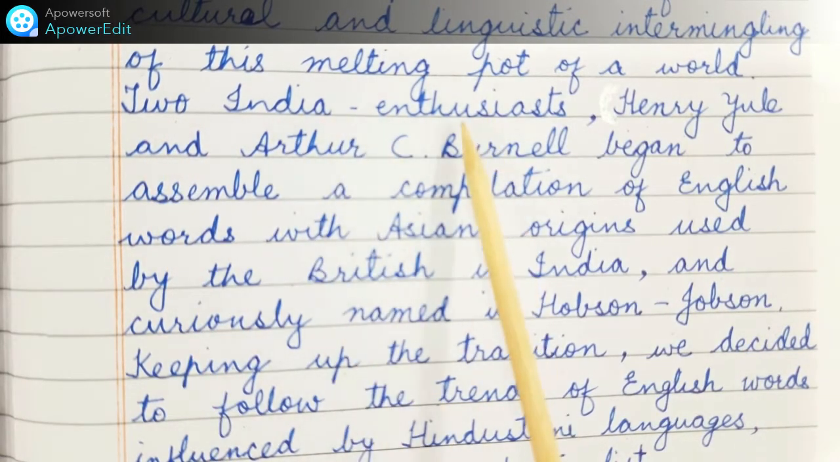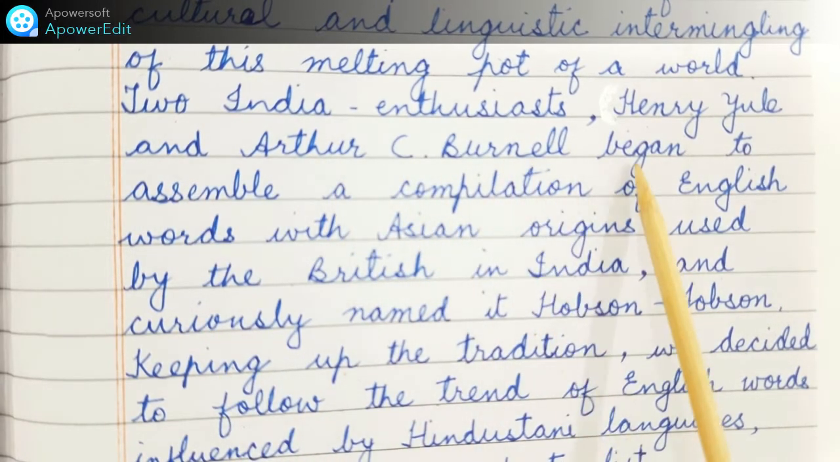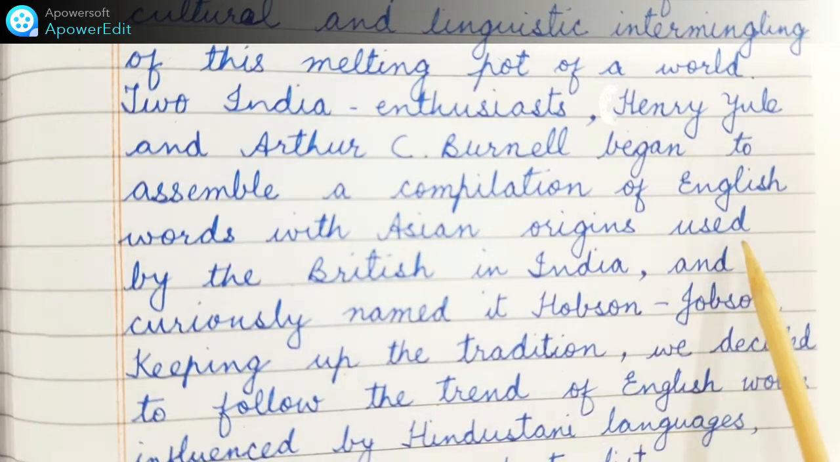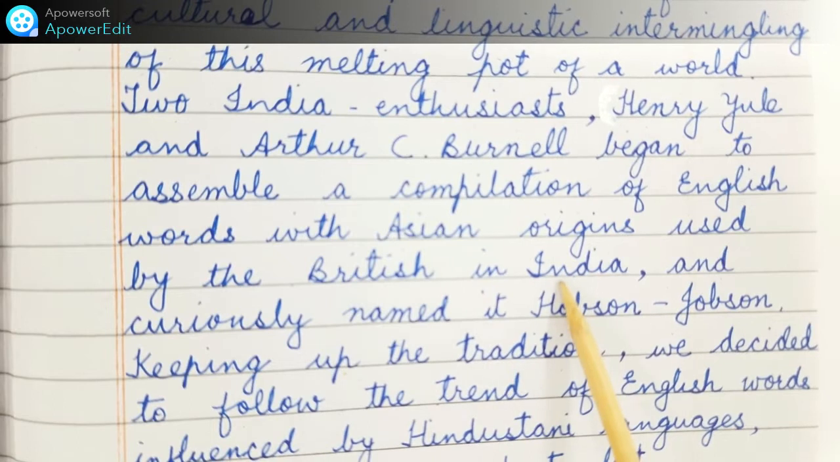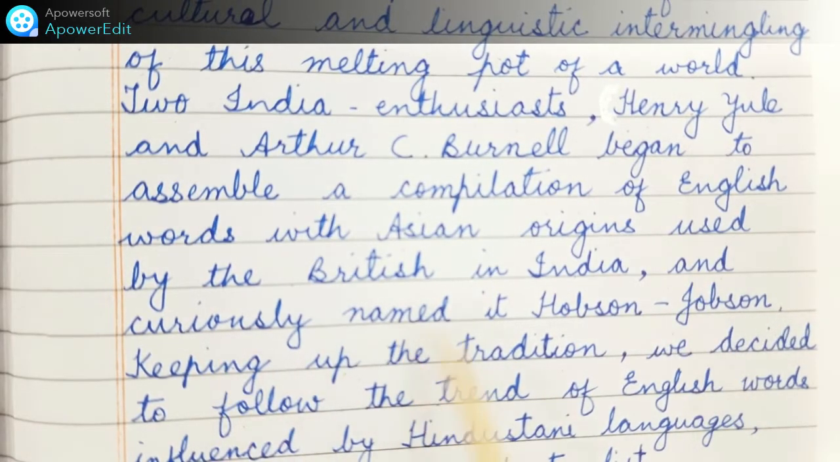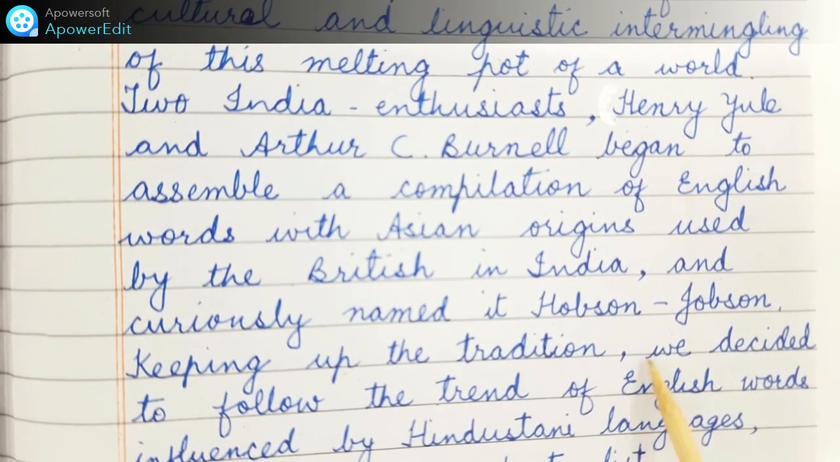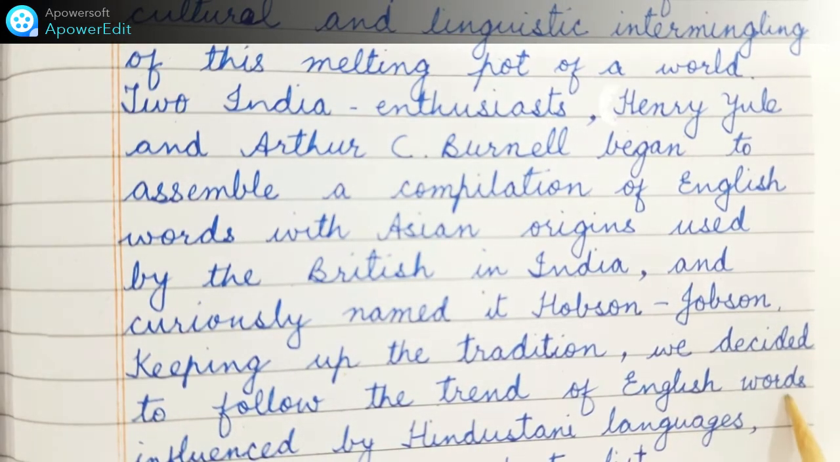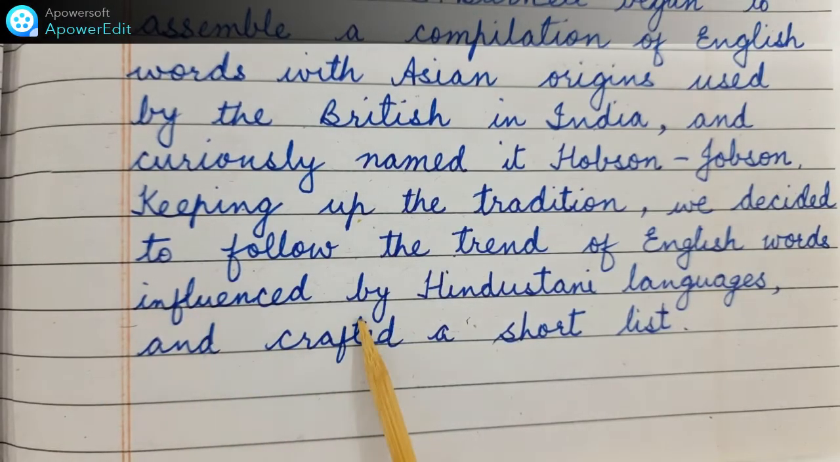Two India enthusiasts, Henry Yule and author C. Burnell, began to assemble a compilation of English words with Asian origins used by the British in India and curiously named it Hobson-Jobson. Keeping up the tradition, we decided to follow the trend of English words influenced by Hindustani languages and crafted a short list.